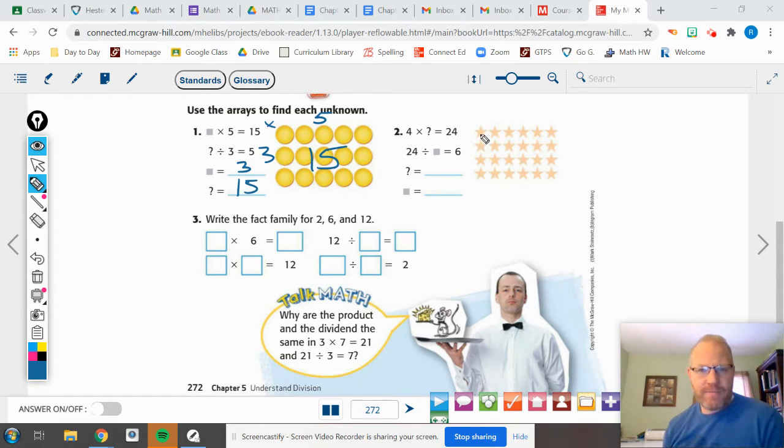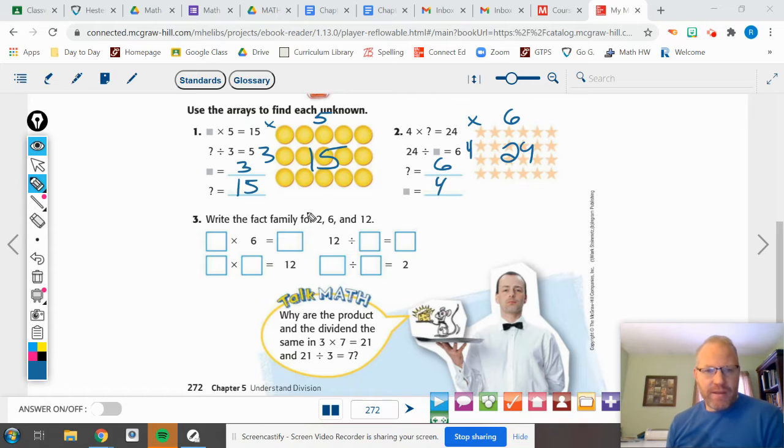So here we have 1, 2, 3, 4. 1, 2, 3, 4, 5, 6. So 4 times 6 equals 24. So let's figure it out. 4 times what equals 24? 4 times 6 equals 24. 24 divided by what equals 6? 24 divided by 4 equals 6.